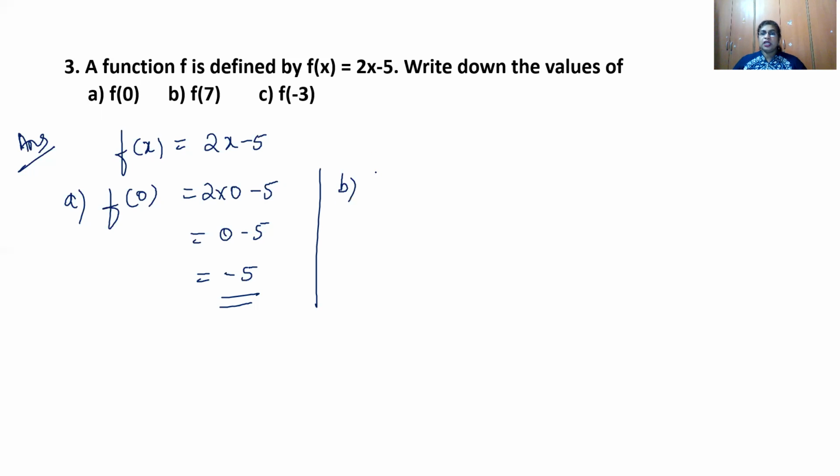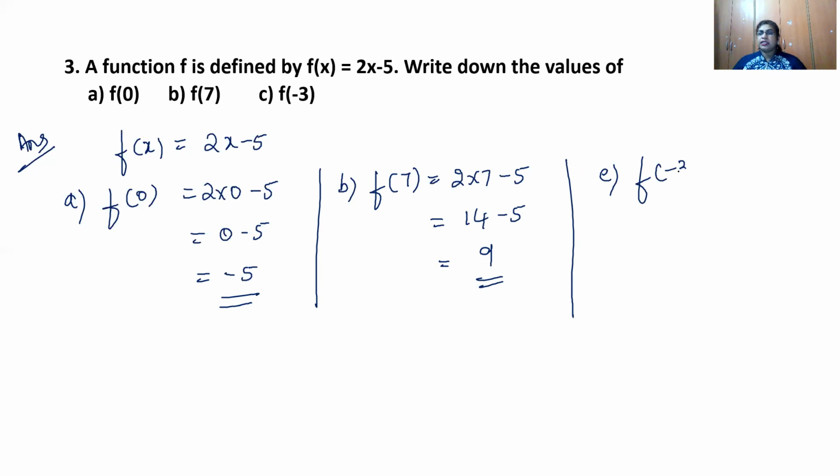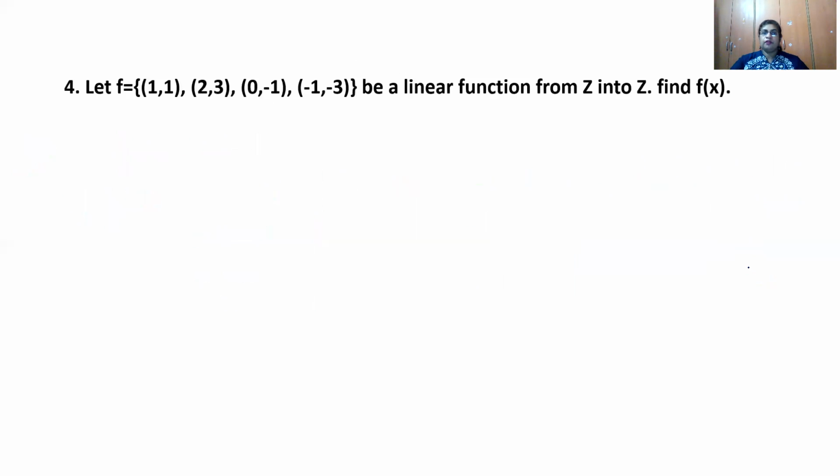Next you have question B, f of 7. Where there is x, now put 7. So it is 2 into 7 minus 5. 2 sevens are 14, minus 5, so we get the answer 9. That is the B answer. Coming to question C, f of minus 3. That is equal to 2 into minus 3 minus 5, so it is minus 6 minus 5, and the answer is minus 11. Hope you have understood this one. Next, we move on to question number 4.